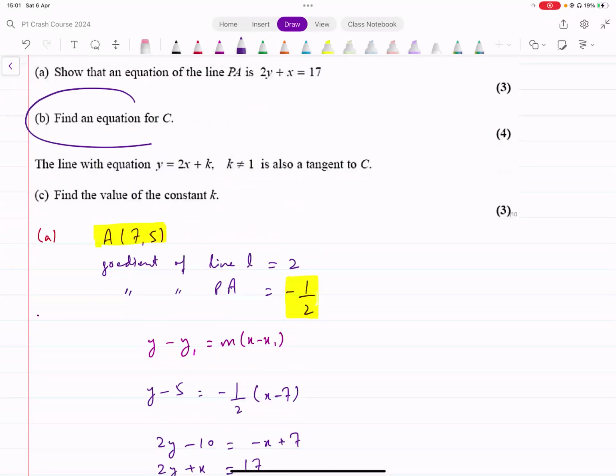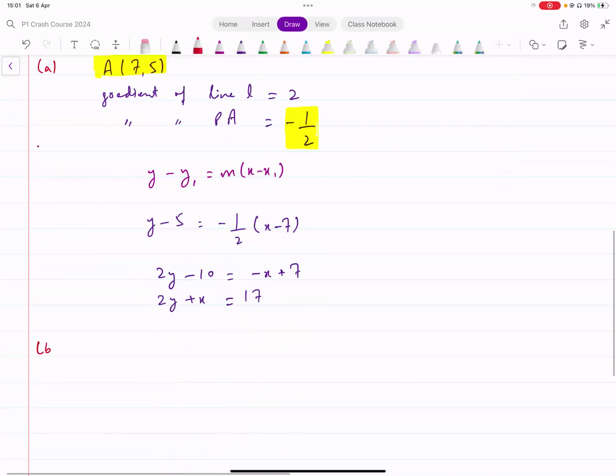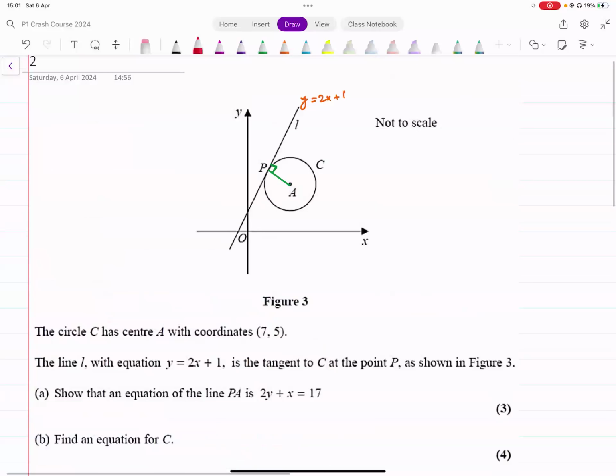Now, in the second part, it says find an equation for C. That's the circle. We need to write down the equation of the circle. Now, what do you need to write down the equation of a circle? You need two things. Coordinates of the center of the circle. We already have that. We already know that the point A has these coordinates, 7 and 5. The other thing that you need is the radius of the circle.